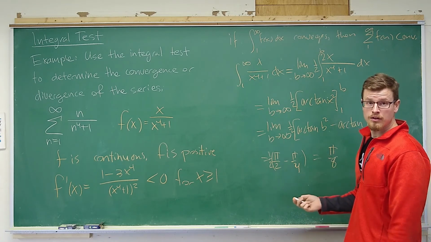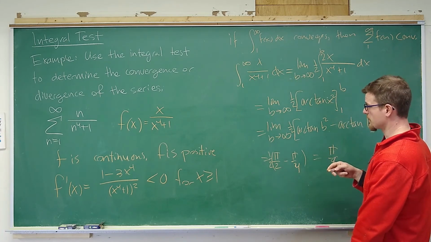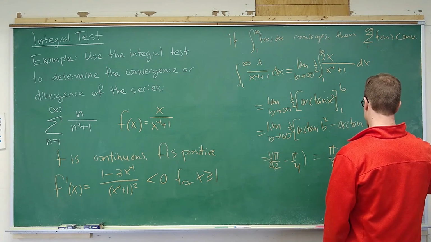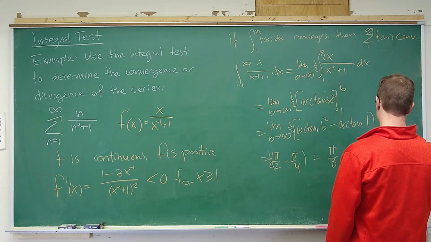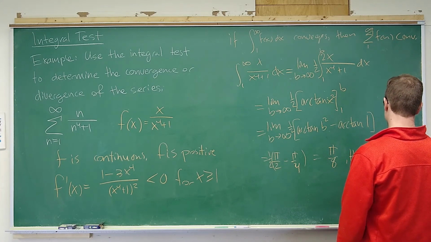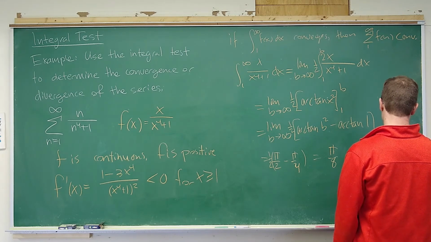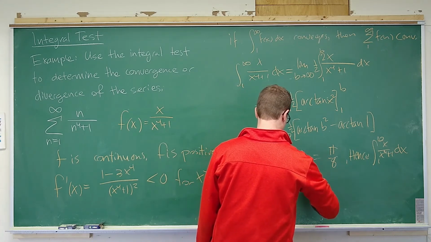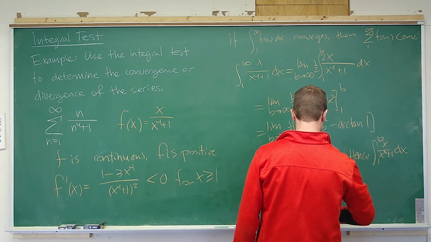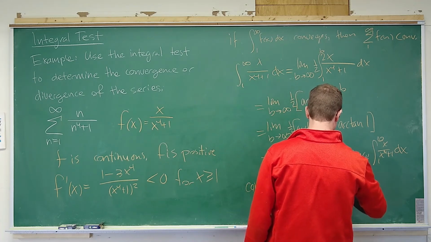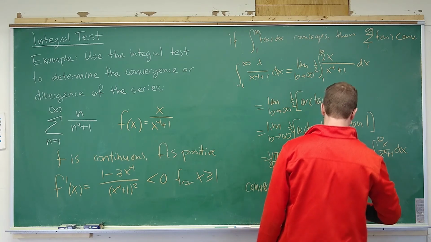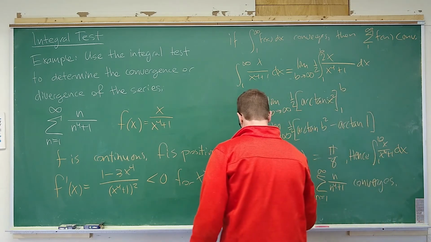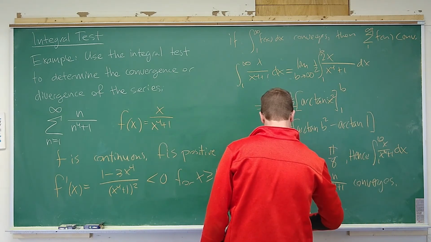Thus, this integral converges. And since the integral converges, our series converges. So hence, the integral from 1 to infinity of x over x to the fourth plus 1 dx converges. And the sum from n equals 1 to infinity of n over n to the fourth plus 1 converges by the integral test.